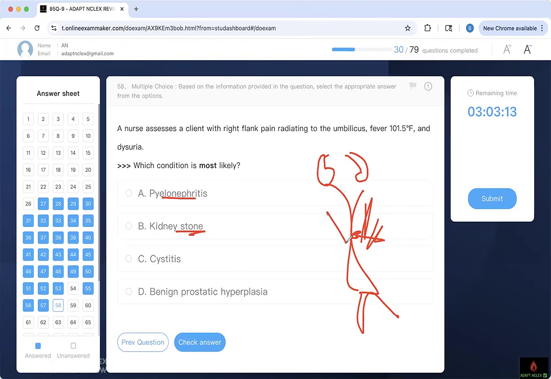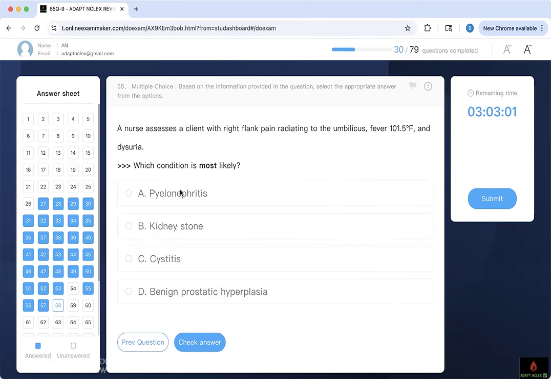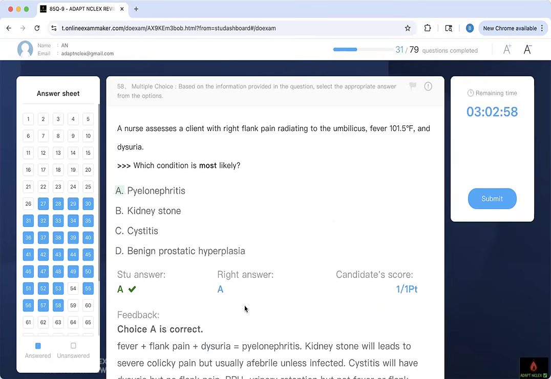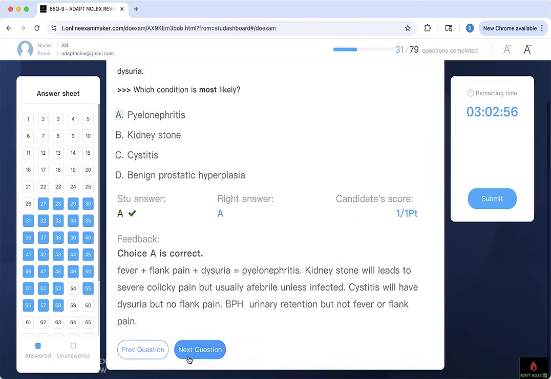Kidney stone, flank pain, it goes to your groin, no umbilicus. Cystitis, it deals with your bladder. BPH, down here near your prostate. Therefore, this is pyelonephritis. It's a differential diagnosis question to be able to master them.